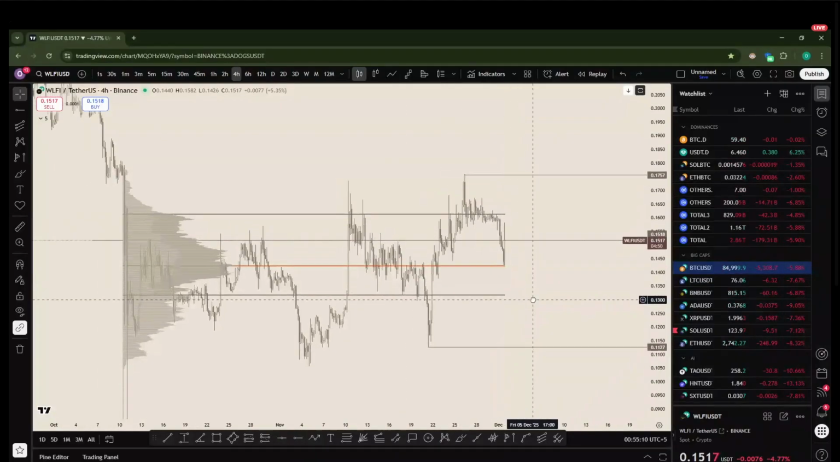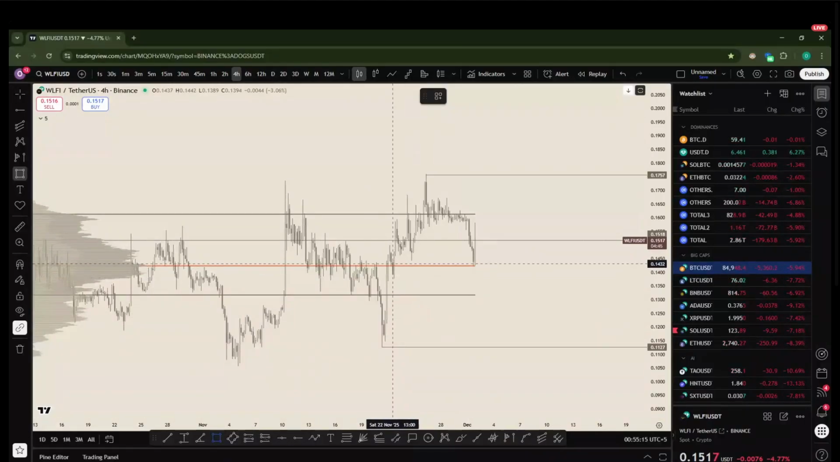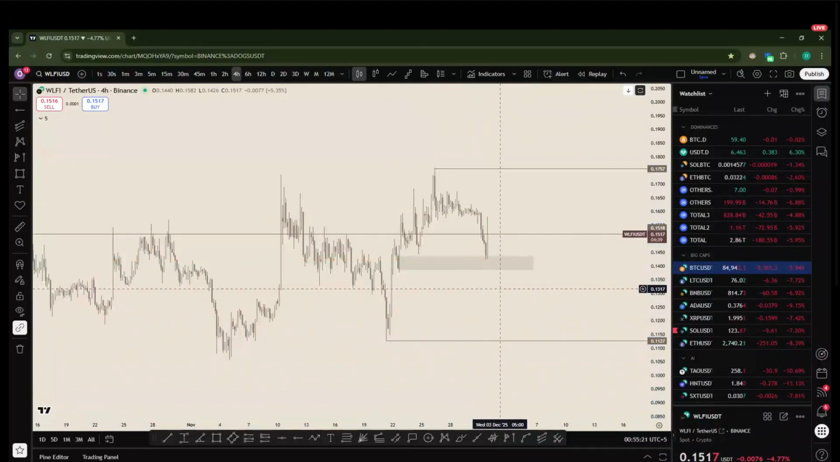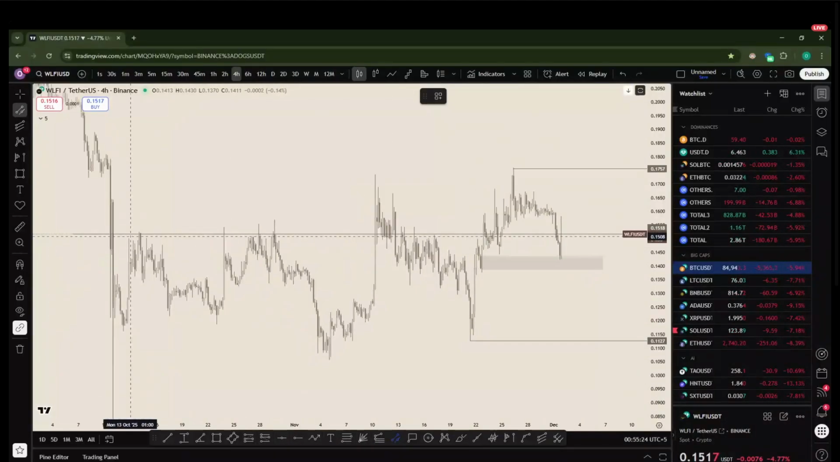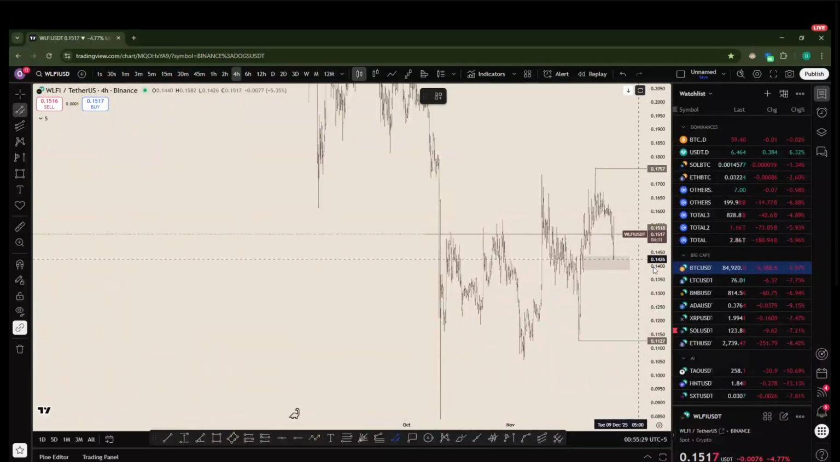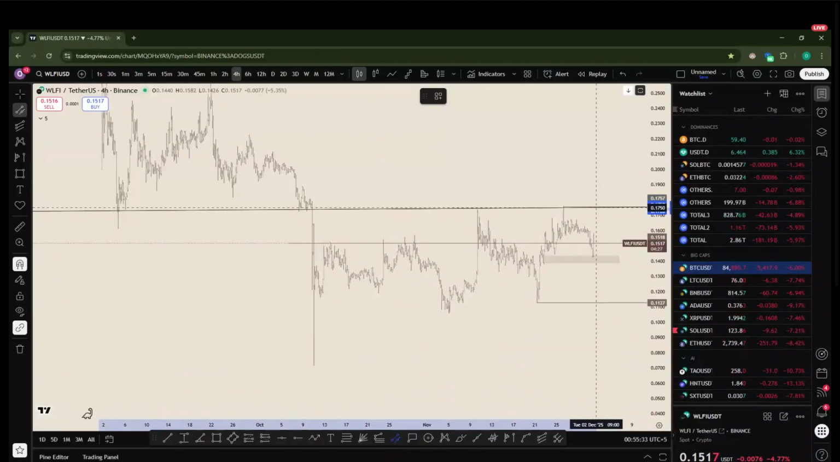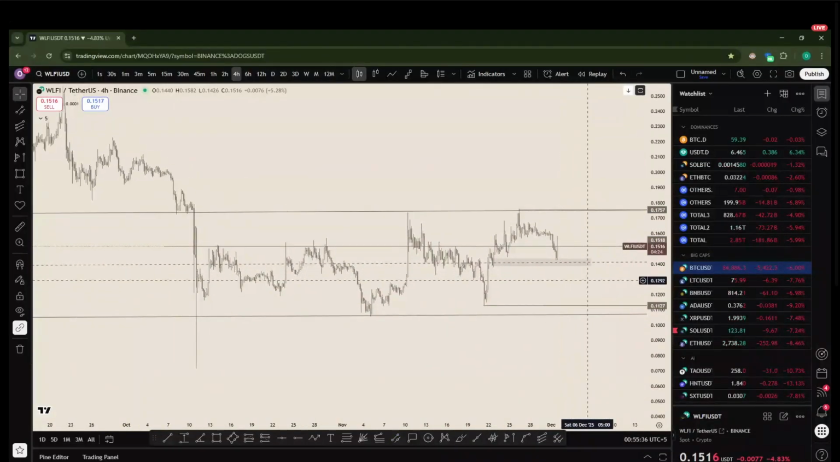Value area low, value area high. We are bouncing from the POC and the 4 hour order block. Give me a second, okay? This is a major resistance as well, by the way, you can see. Yeah, we are bouncing from the POC.